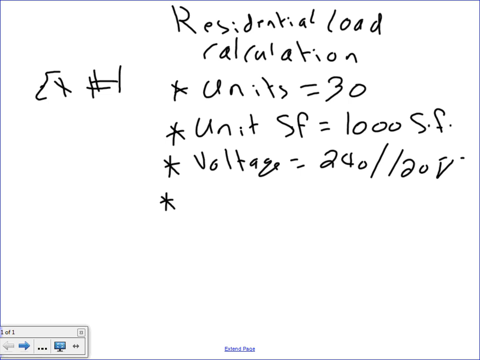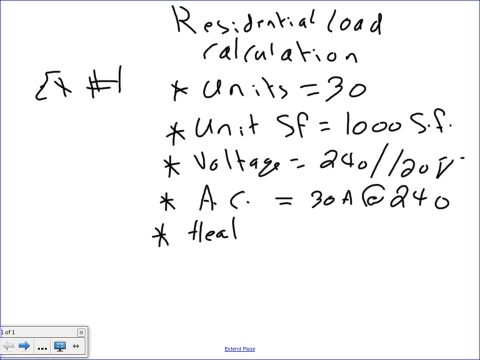Let's look at first the air conditioning. We have air conditioning for each apartment. Each apartment has an air conditioning of, let's say, 30 amps at 240. The load is given, 30 amps at 240, and each apartment has a heating system. My heating system, guys, is given as 10 kW for each apartment. 10 kW heating, space heaters or whatever.